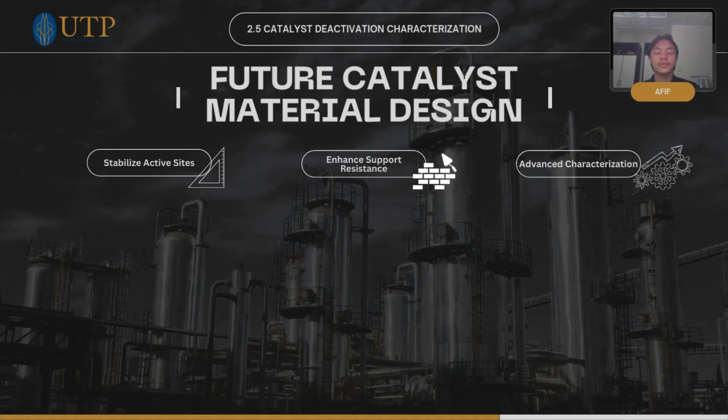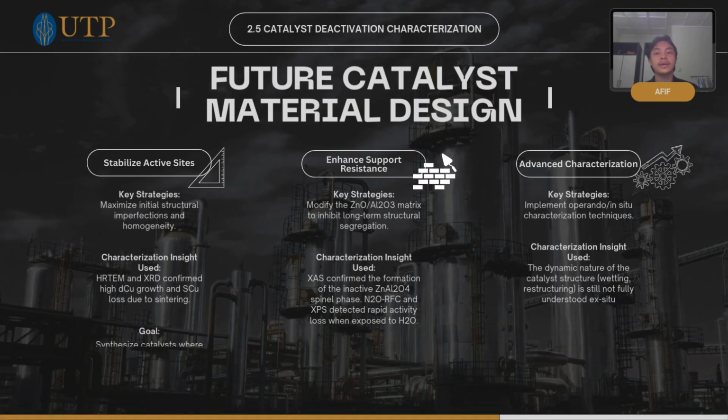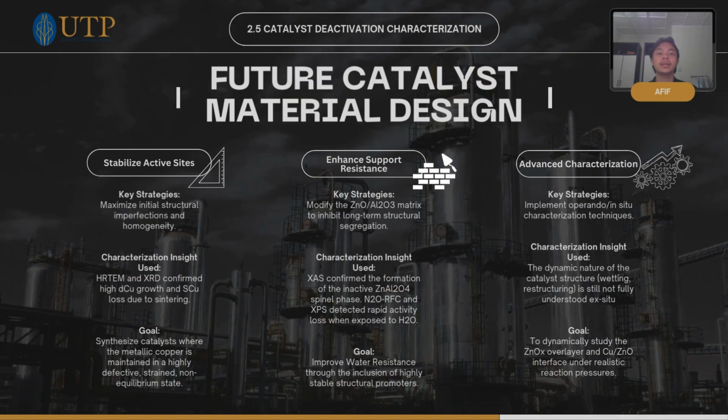Hi everyone, moving on to the catalyst deactivation characterization and future catalyst material design. So there are three: the first is stabilizing active sites, then enhancing support resistance, and advanced characterization. The key objective is to stabilize the active sites. This can be achieved through two main strategies: the first is to maximize the initial structural integrity of the catalyst, and the second is using advanced characterization techniques for deeper insight.